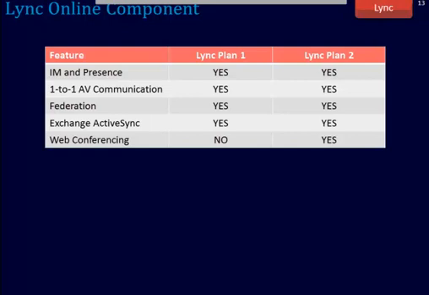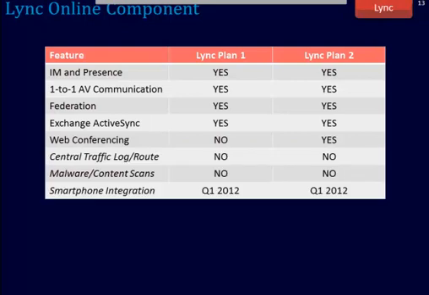There are a few things, again, just like with SharePoint, that you're not going to get in the Lync Online version of this. Central traffic logging and routing is not part of the Lync Online suite at this time. Malware and content scans, so the ability to scan those IMs for inappropriate content or malware, does not exist in the Lync Online platform at this time. And smartphone integration, although that is probably coming in Q1 of 2012 on most smartphones. Right now, the ability to do Lync IM on your smartphone is not present in the Lync Online platform.